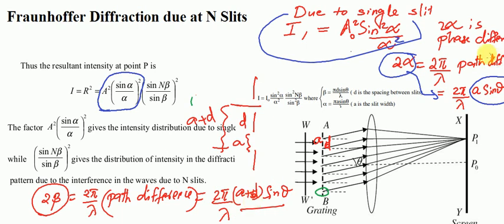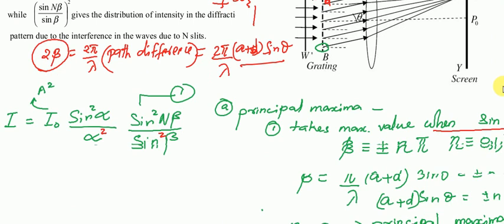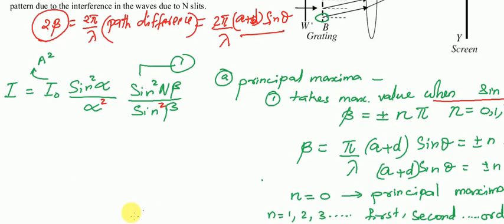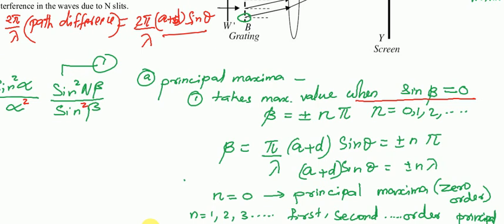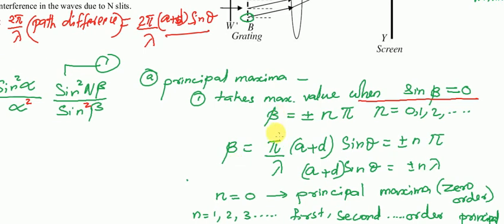Now, back to the common expression. Where do the principal maxima occur? Principal maxima occur when sin beta equal to 0. So what is the condition for that? Beta must be equal to a multiple of 180 degrees, that is plus or minus n pi, where n equal to 0, 1, 2, etc.